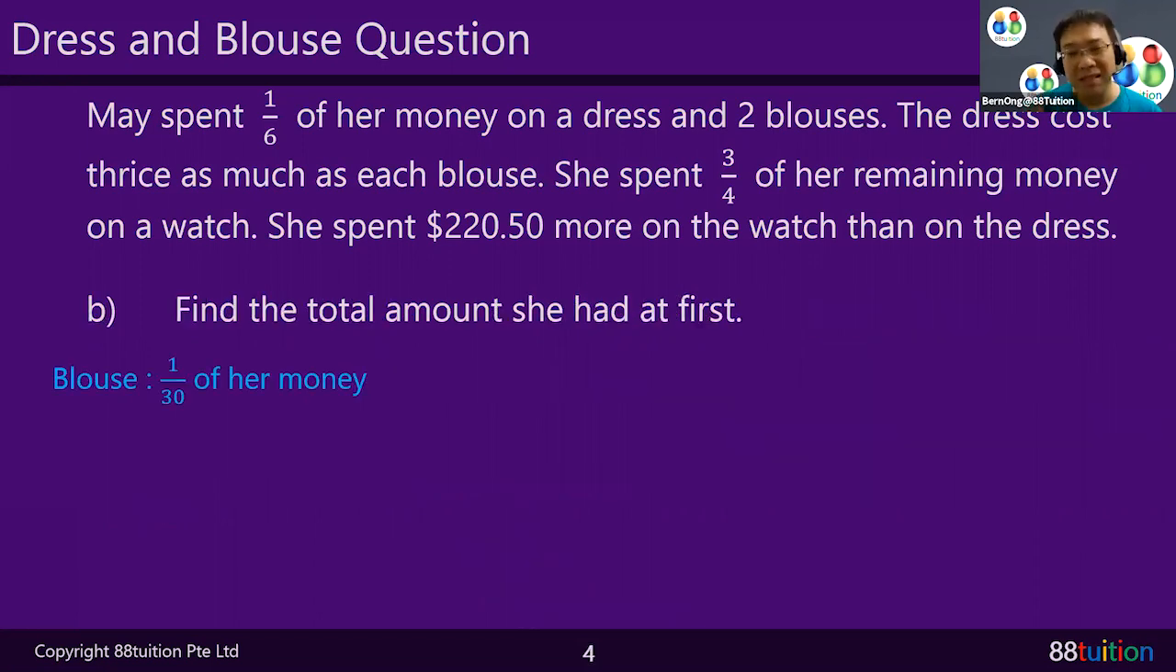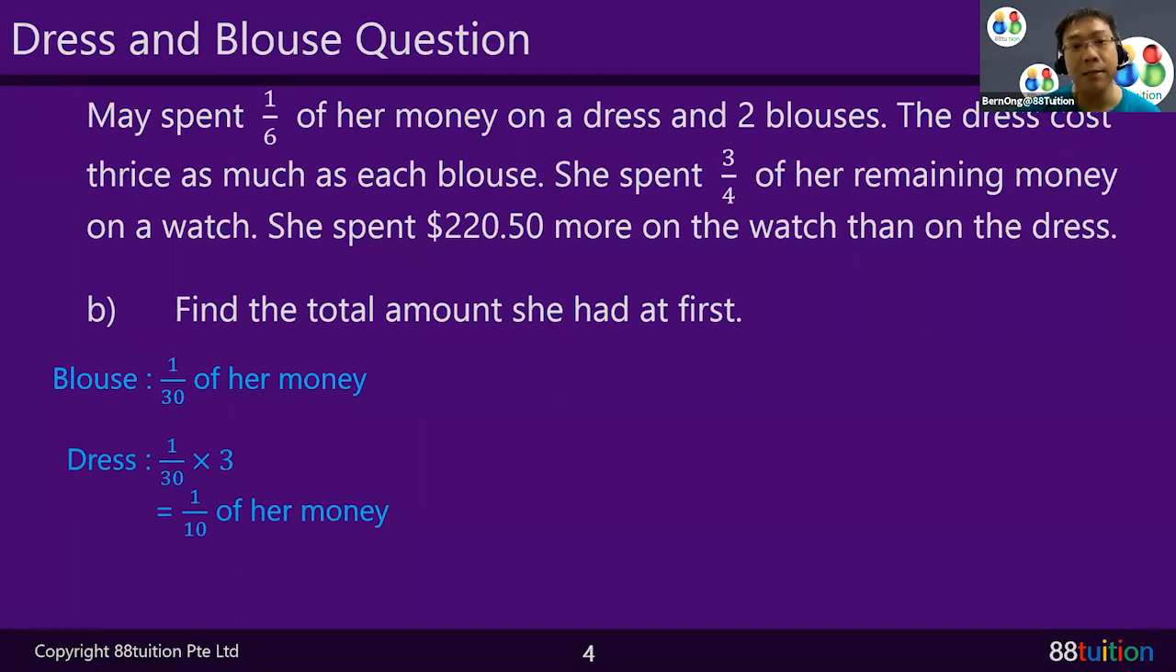So part B, just now I already found it. The blouse is 1/30 of her money, right? Can I find a little bit more information, like the dress? The dress is how many parts of the money? The dress costs twice as much as each blouse. That means the dress will be what? 1/30 times 3. Very good. That will be 1/10 of her money.